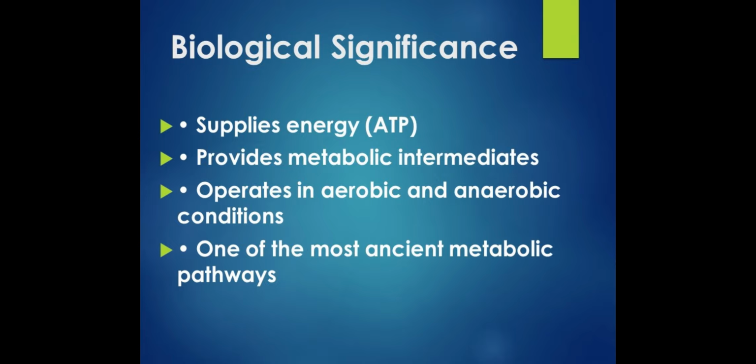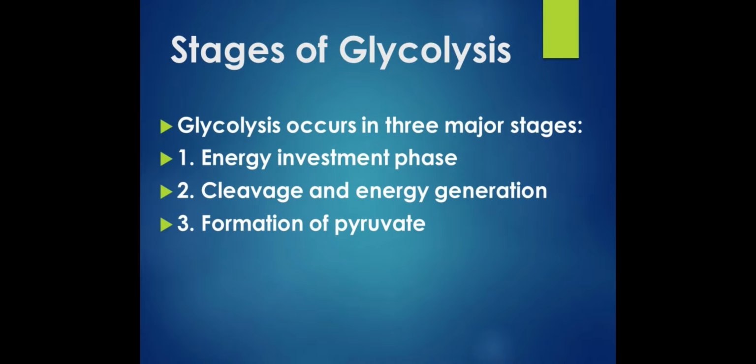The rate at which glucose is converted into pyruvate is tightly regulated to balance these cellular needs. Glycolysis occurs with some variations in nearly all organisms, indicating that it is one of the most ancient metabolic pathways. Now let's look at the stages of glycolytic pathway. Glycolysis can be divided into three main stages, each characterized by specific reactions and functions.